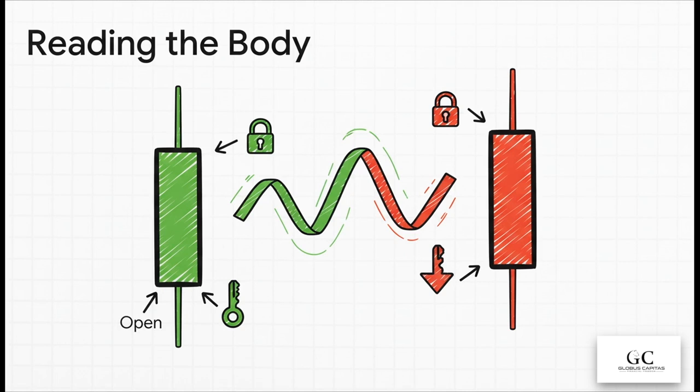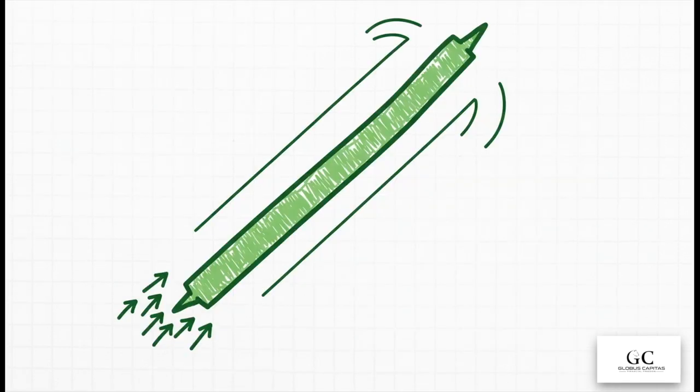And here's the crucial detail. For a green candle, the open is always at the bottom of the body and the close is at the top. For a red one, it's flipped. The open is at the top and the close is at the bottom. You might see some charts use white and black instead of green and red, but don't worry, the idea is exactly the same. But you know, the story isn't just about who won, it's about how they won.